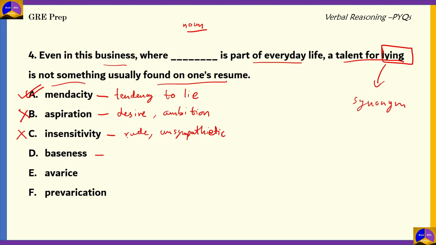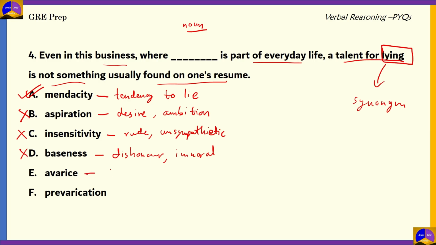Baseness is our next term, and it translates to dishonor and immorality. So basically you can talk about base desires, so desires that are very low in terms of honor or respect. That's what baseness means. So option D again is incorrect.